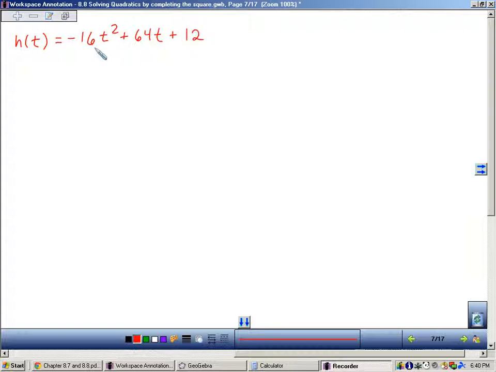So to complete the square, we have to just isolate the first two variables. And also, t squared must have a coefficient of 1, not negative 16. So we're going to do a couple of things all at once. I'm going to move the 12 over to the right side, and I'm going to divide by negative 16. So we'll do this all at once. 12 is going to move over to the left side. So let's divide everything by negative 16.